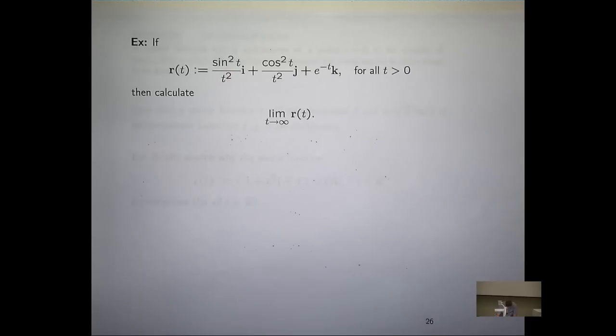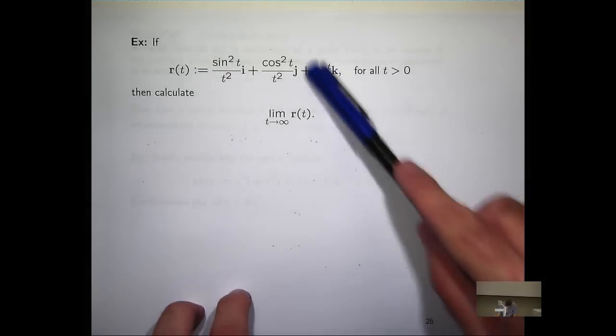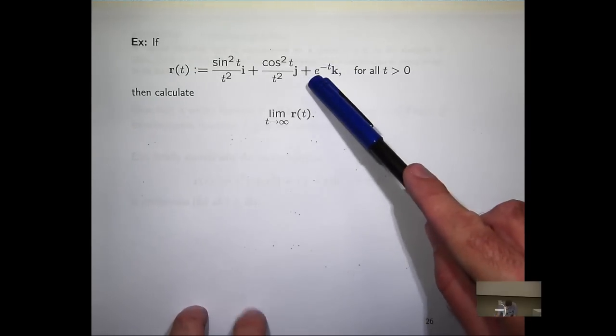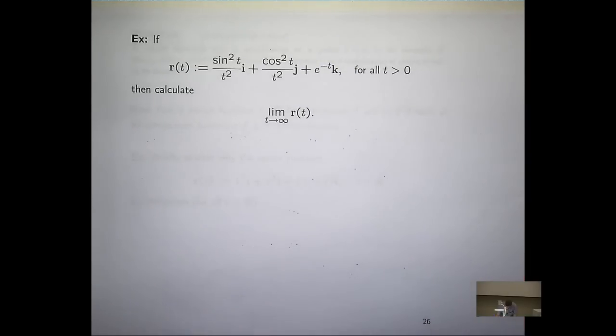Well, the limit of the last one's probably this vector, the component here is easiest to evaluate. What's the limit of e to the minus t going to be as t goes to infinity? 0, right? So it's just the other two that we want to evaluate. So what do you think the limits of the other two are going to be? 0. Why?